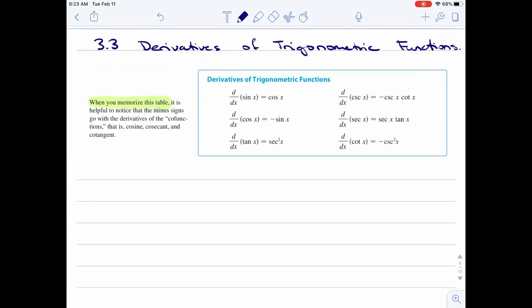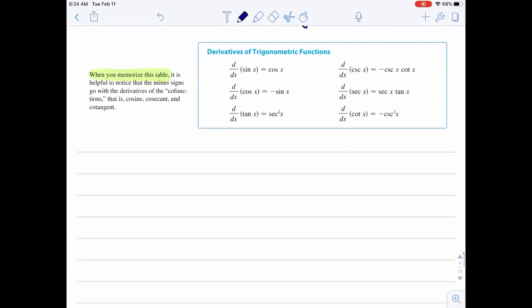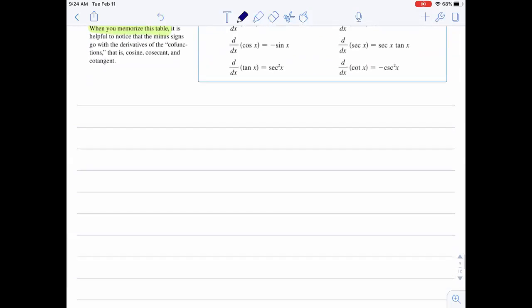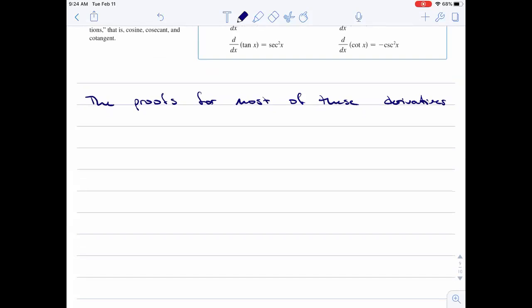Okay, so we have these, right? You have them, and soon you'll have them memorized. I'll do my little disclaimer here. The proofs for most of these derivatives are outlined in the textbook.